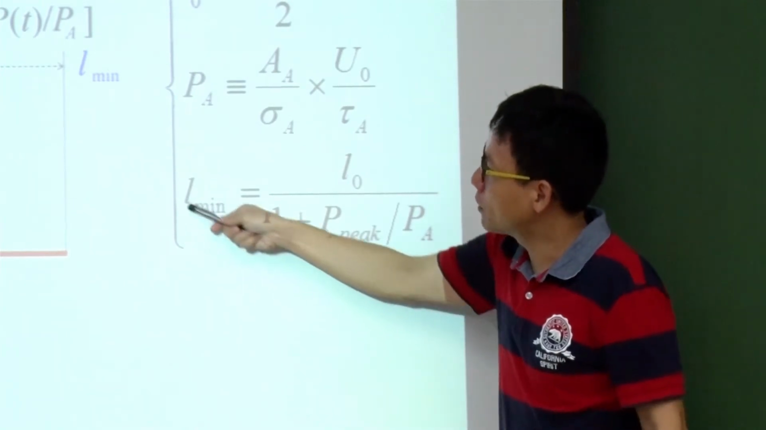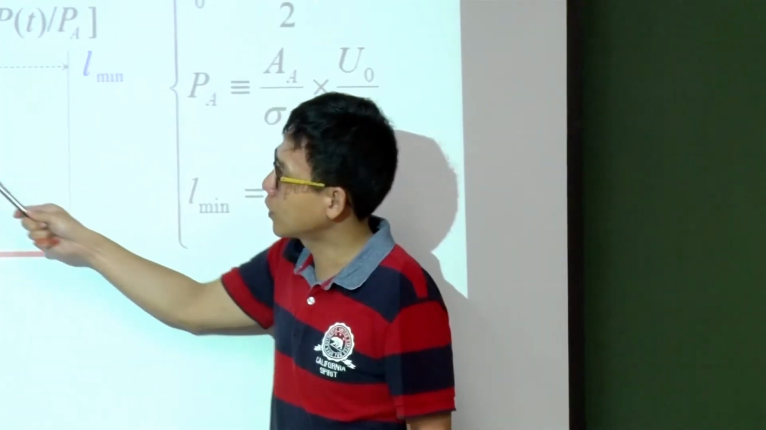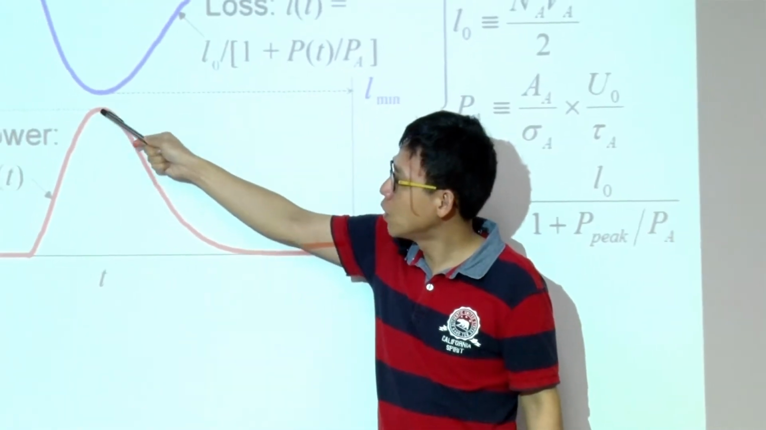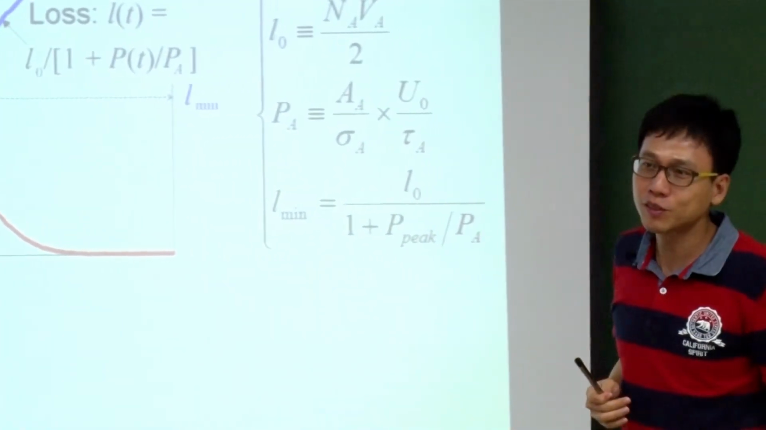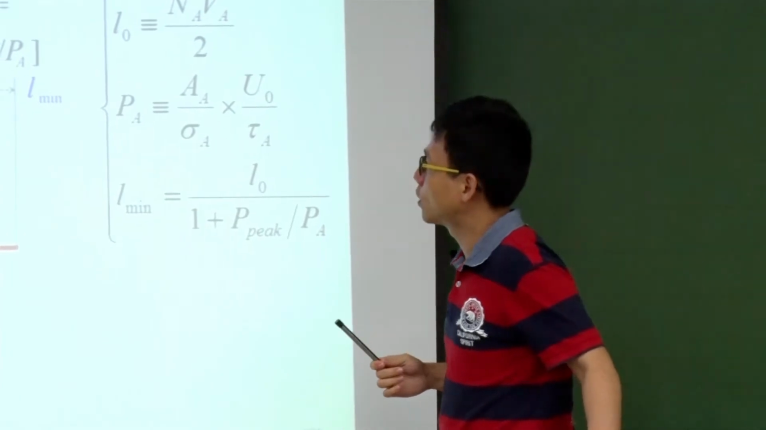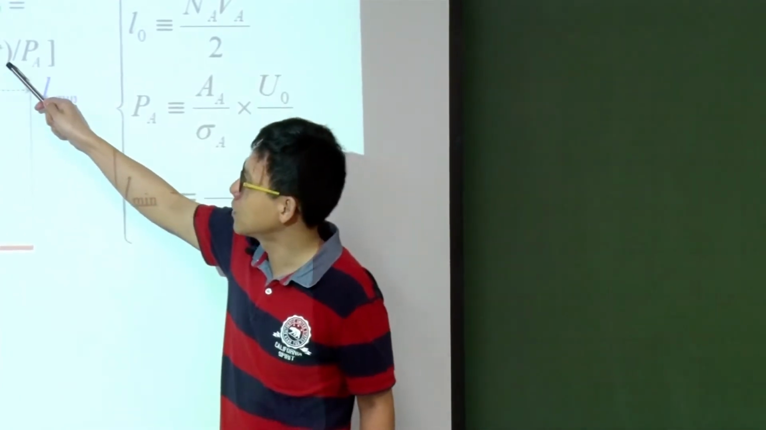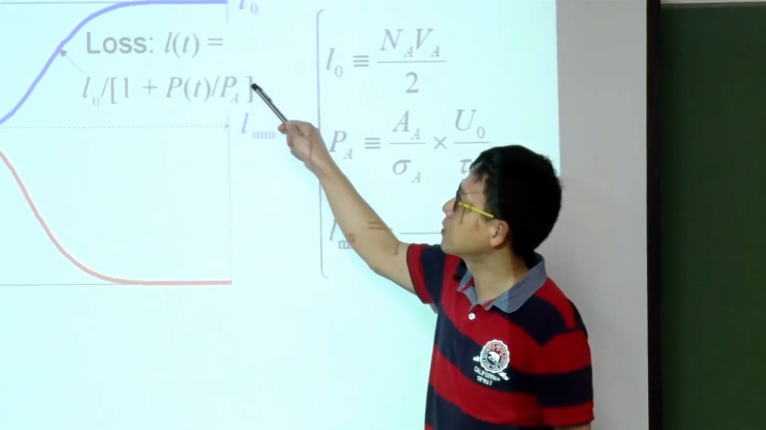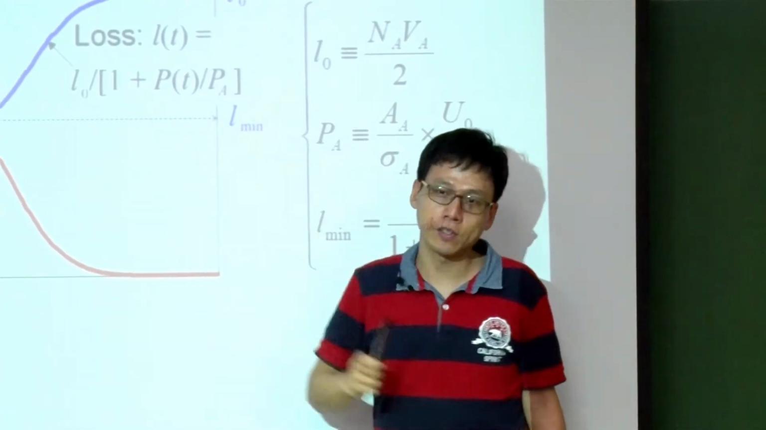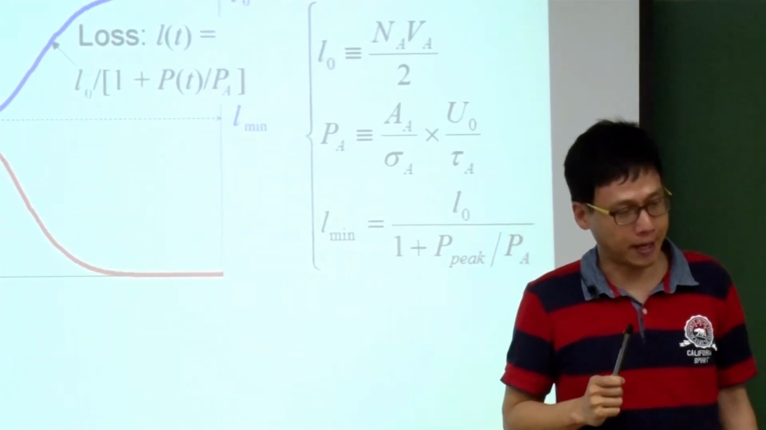And L minimum means the minimal loss you can have. It occurs when your pulse has its peak value, right? Because when your P of t is maximized as the peak power, this term is biggest, so you have the smallest loss.